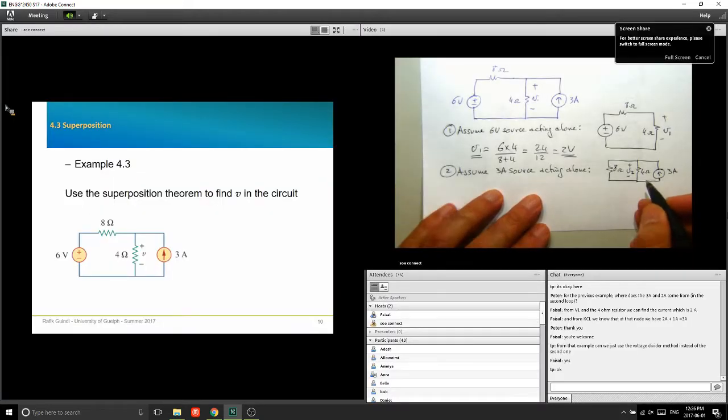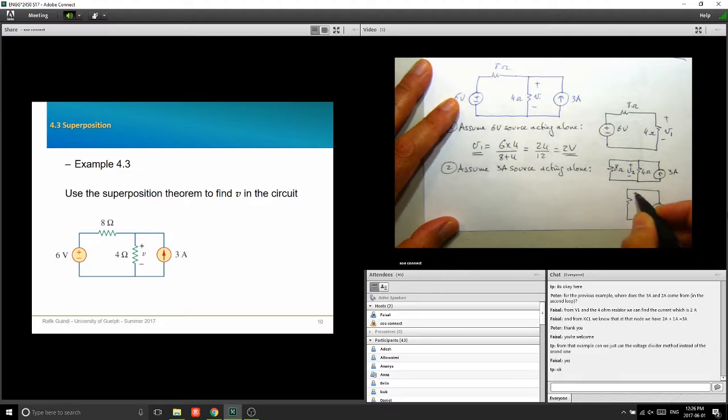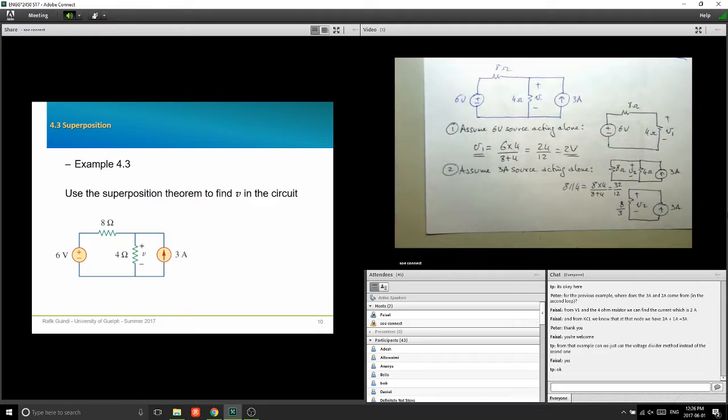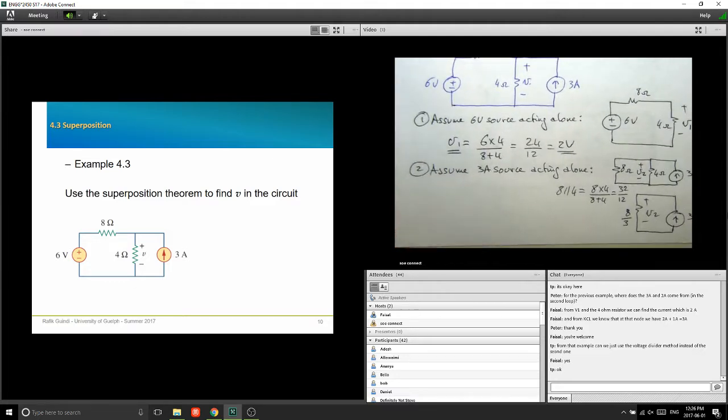So this one actually, this is 8 parallel with 4. How much is that? That's 8 over 3. Oh, okay. How much is V2?